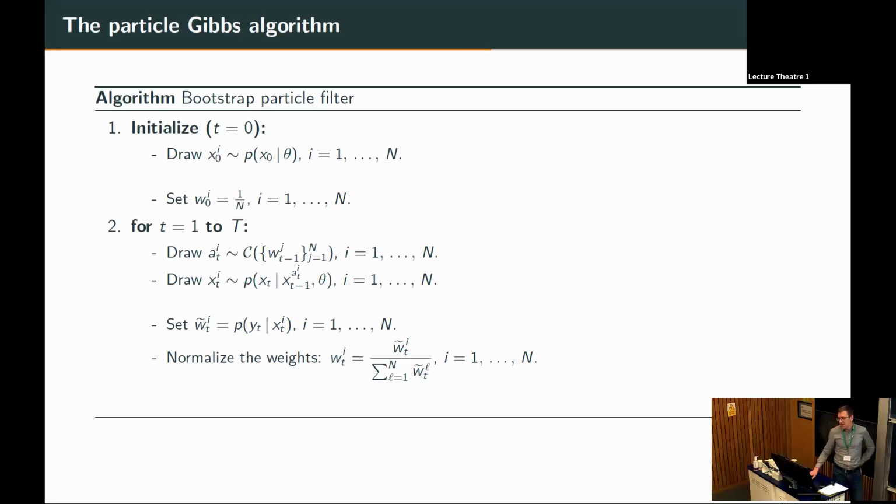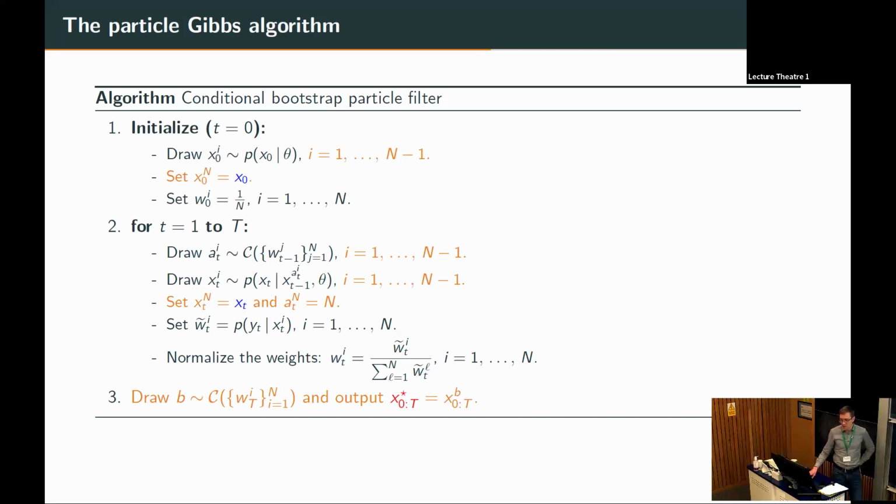Looking at it as an algorithm, this is a standard bootstrap particle filter. The difference is that at initialization, we sample only n-1 particles as usual, and then set x^n deterministically. And then at each step, similarly, we simulate a_t and x_t only up until index n-1, and then we set the nth particle and its ancestor index. And then, as I said, when we're done, we generate the new trajectory this way.